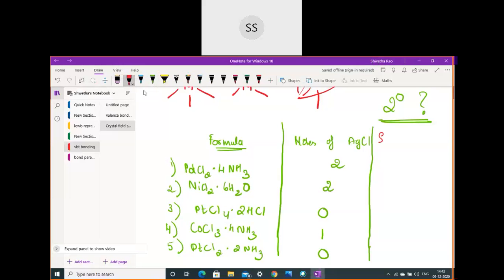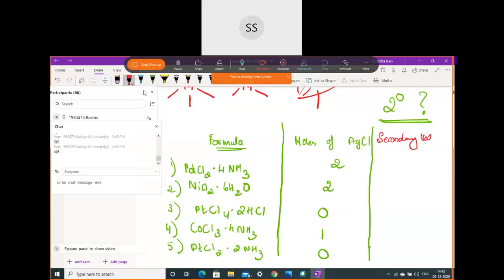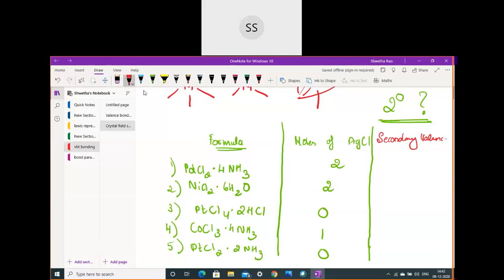Yes, you can answer. Very good. There are primary valency and secondary valencies, but I am asking you only the secondary valencies. Can you tell me for the first one? Think and tell me. 2 AgCl is being precipitated out. So what will be the secondary valency?